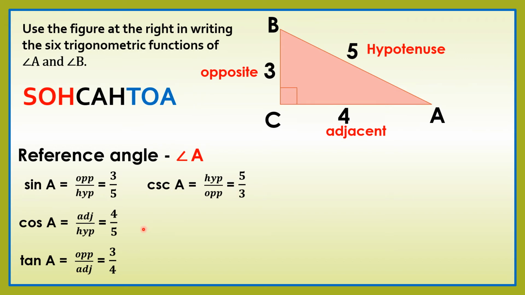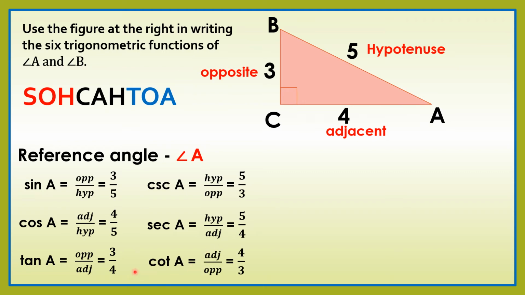Next is the reciprocal of cosine A, which is secant A. And that is equal to hypotenuse over adjacent. Kasi ang ating cosine A is adjacent over hypotenuse. So, reciprocal niyan, that is hypotenuse over adjacent. And this is equal to 5 over 4.